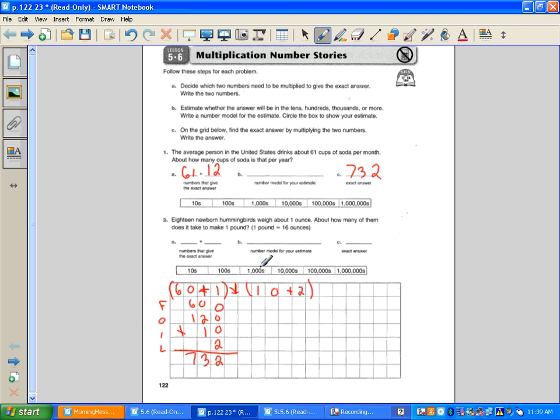The other way I can set this up, if I look at question number 2, which is going to be 18 times 16, I can set it up one on top of another. And we talked about this as that bow tie method of keeping track. I have 10 times 10 is 100. 10 times 6 is 60. 10 times 8 is 80. And 8 times 6 is 48.